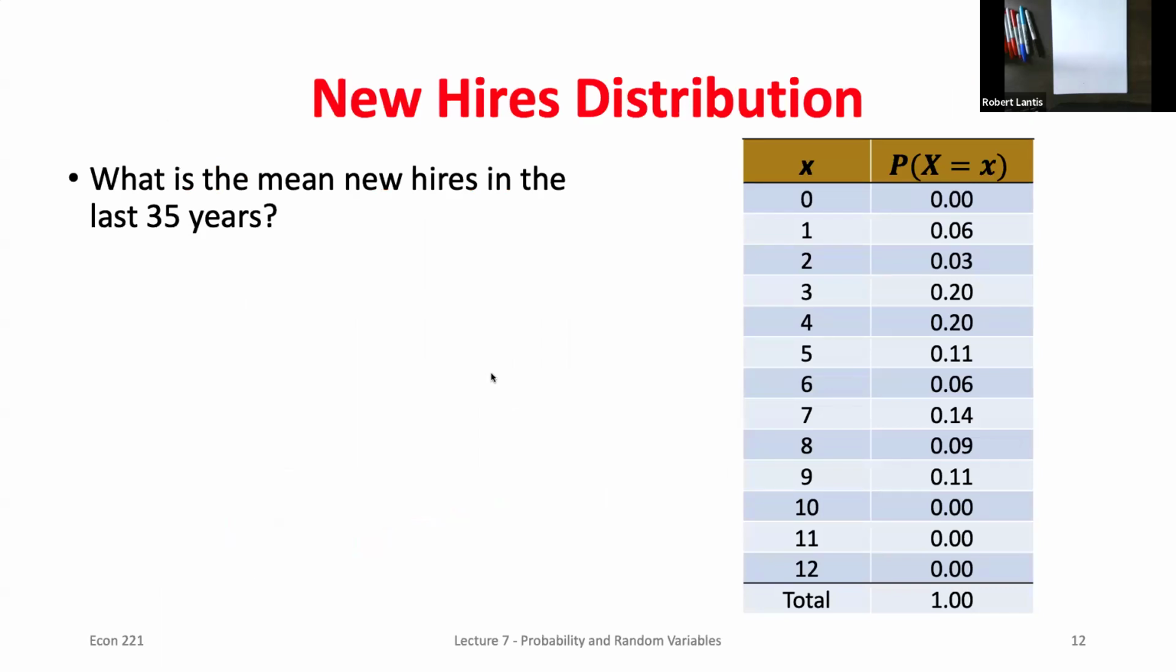So if I'm thinking about my example here, how would I find the mean or the expected value for new hires? Well, I go through every single value, take it, multiply it by its probability. So 0 times 0 plus 1 times 0.06 plus 2 times 0.03 plus 3 times 0.2, all the way down to the very last outcome. Now here, the ones where the probability is 0, do I really need to add those in? No, right? Adding 0 is not going to change anything. So to save a little bit of time, I really could just look at the values 1 through 9.